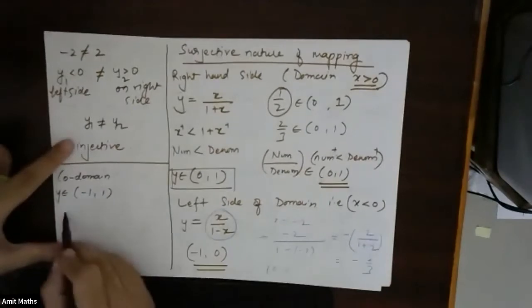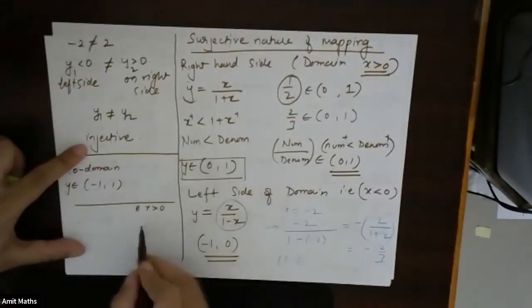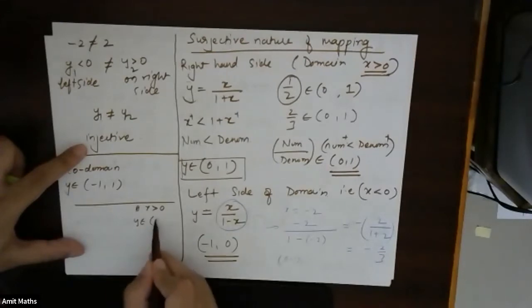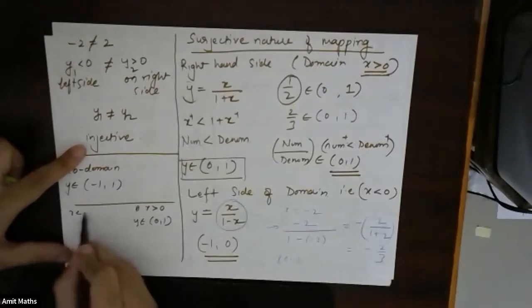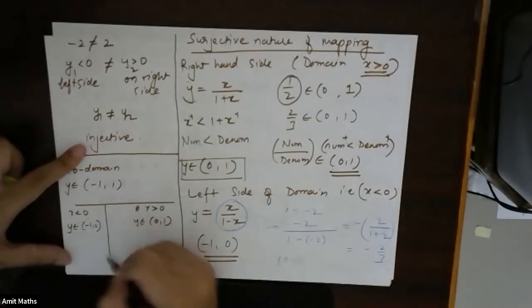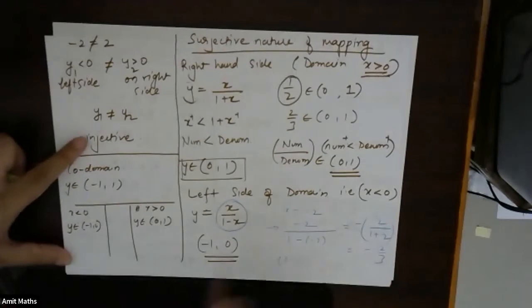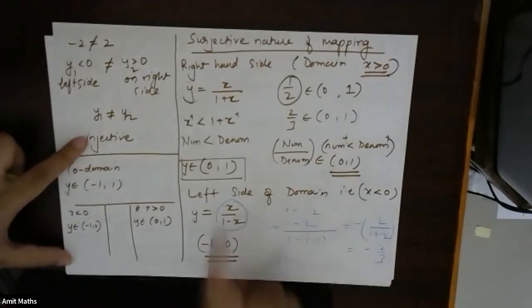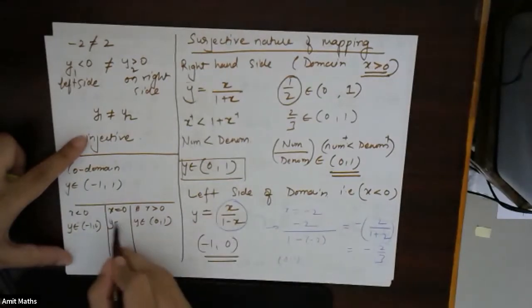So on the right side, for x greater than 0, y belongs to 0 to 1. This is the part which I have written. For x less than 0, y belongs to minus 1 to 0. Now these are the two intervals I'm taking, but one thing is missing. Which part is missing? When x is equal to 0. When x is equal to 0, the value of y will be 0.